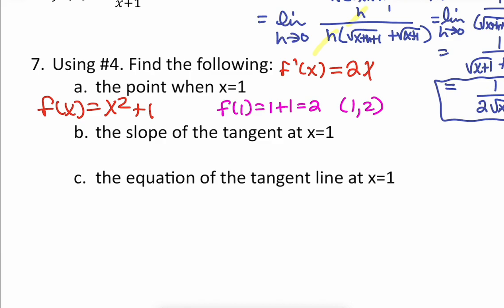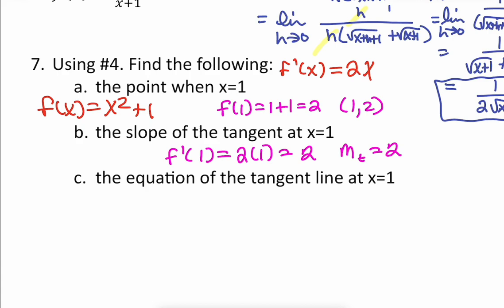Now, B says find the slope when x is equal to 1. So, the slope of the tangent when x is equal to 1. What formula gives us the slope of the tangent? The derivative, the 2x. And so now we're just going to do the derivative at 1. So you just plug in 2 times 1 or 2. So the slope of our tangent is 2. So the derivative gives you the slope of the tangent. The original function gives you the point where we're going to hit that particular slope.